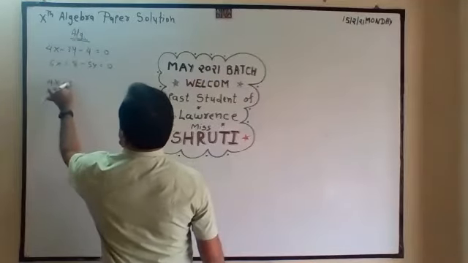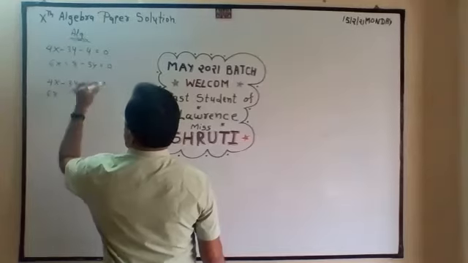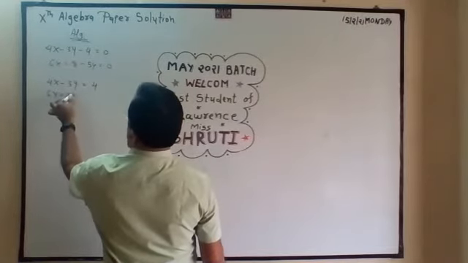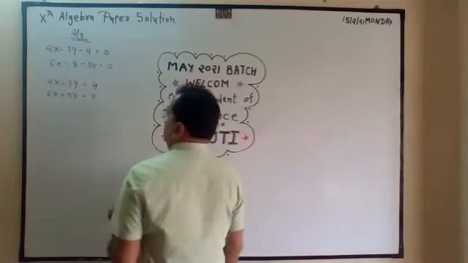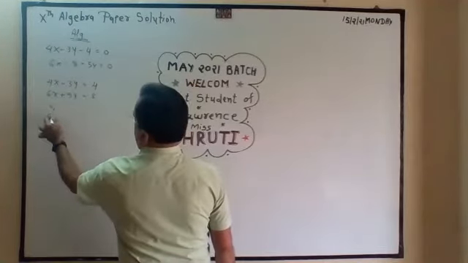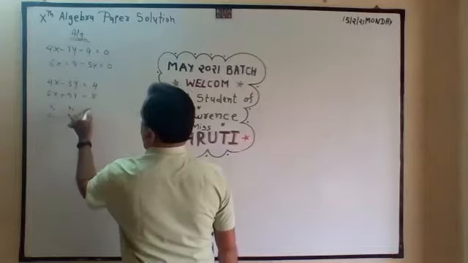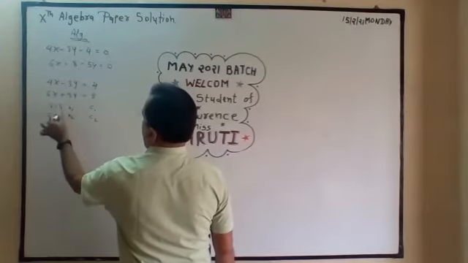So 4x minus 3y is equal to 4. 6x plus 5y is equal to 8. So a1, a2, b1, b2, c1, c2. This is 4, 6.